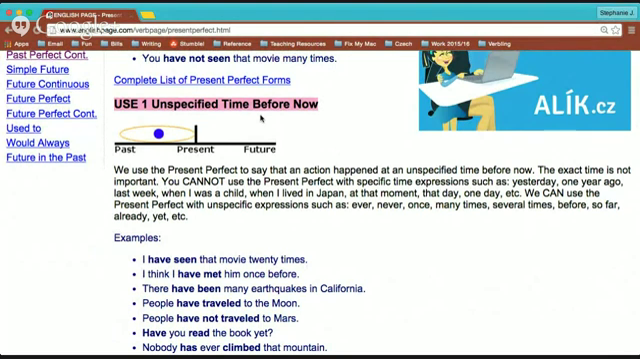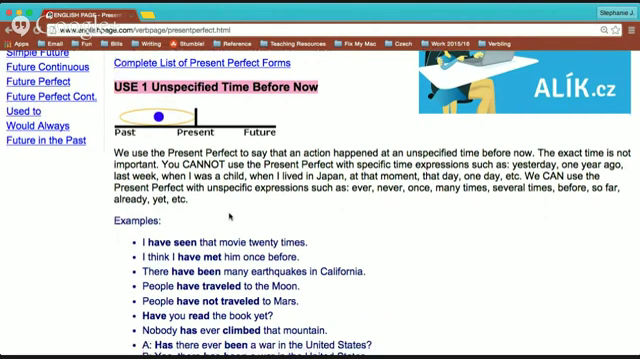So use 1 of the present perfect is to talk about an unspecified time before now. So here we have now, the present. The blue dot represents the present perfect, and then the yellow circle is the time in which the action happened. So we're using the present perfect when we're talking about an action that happened in the past at an unspecified time. We do use time expressions often with the past perfect.